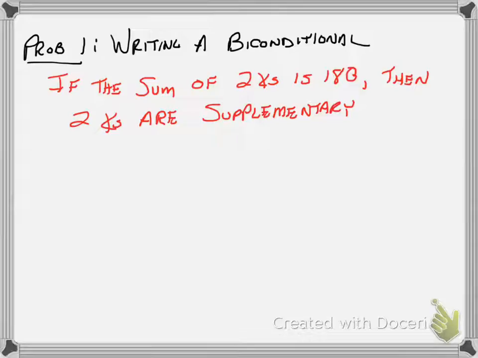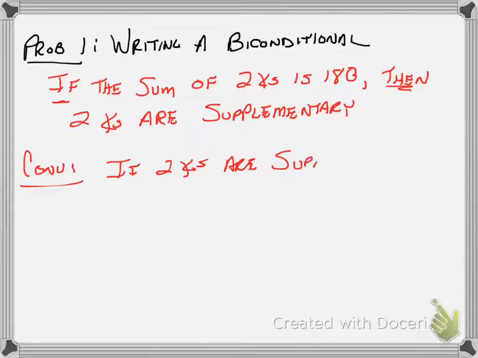So if we take a look at this, let me change ink colors for you here. The converse of this statement, again, we took a look at if and then. So if two angles are supplementary, then the sum equals 180 degrees. Now you got to ask yourself the question, is that true? If two angles are supplementary, then the sum of the two angles equals 180 degrees. And we should know that that's true.